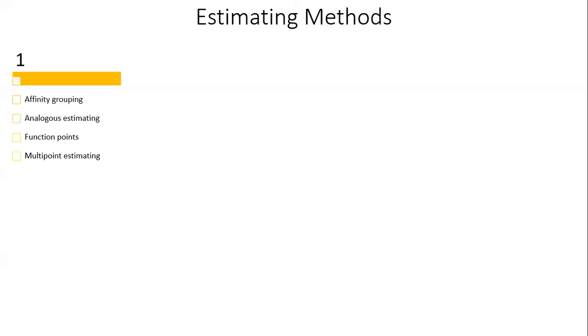So you might have heard of (P plus O plus M) divided by 3, or (P plus 4M plus O) divided by 6. The latter is an example of a weighted average, because you're weighting the most likely estimate more than the other points. And that's multi-point estimating. The next one is parametric estimating. It uses an algorithm to calculate cost or duration based on historical data and project parameters. Key thing about parametric estimating is you're using that algorithm or computerized approach to calculate cost or duration.